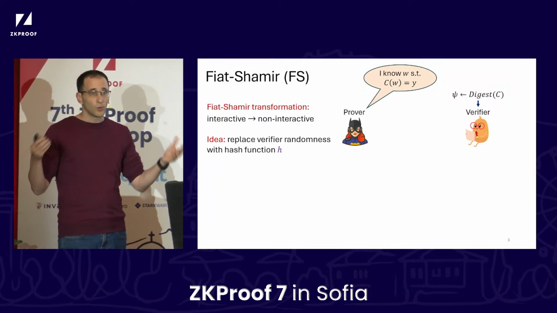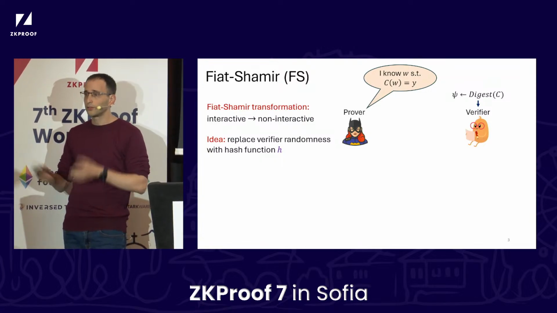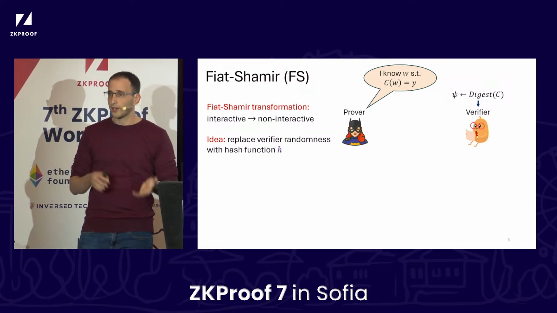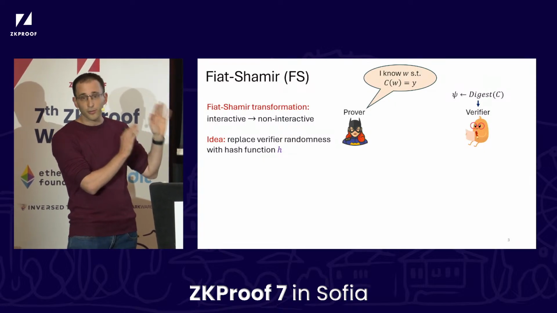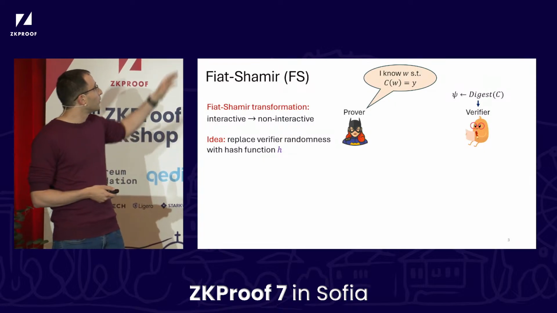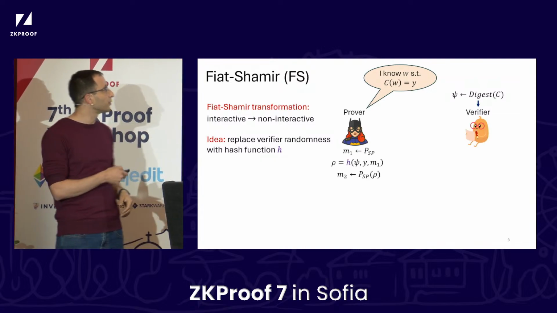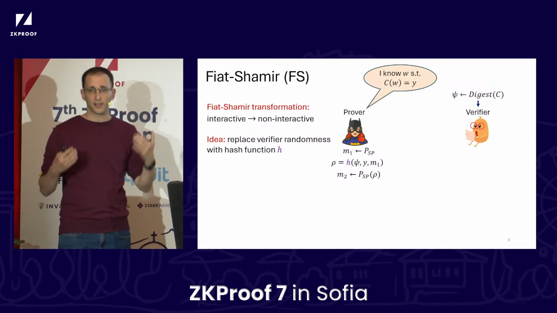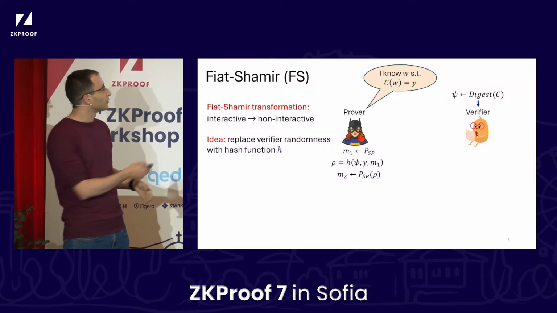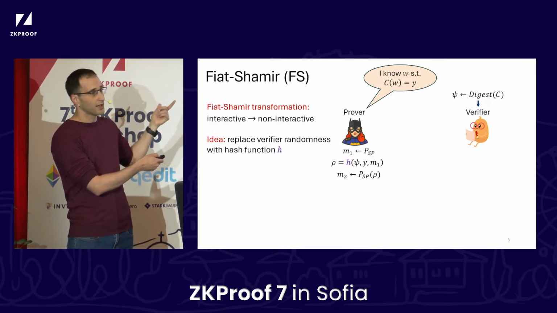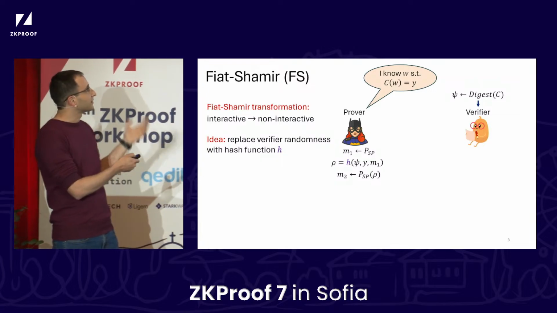So what is the Fiat-Shamir transformation? Like Ron described, it's a way to compile interactive protocols into non-interactive protocols. So we're gonna compile this small 3-message protocol to be non-interactive. We have some Fiat-Shamir hash function H, and the prover is gonna compute the same M1 as before. It's gonna derive the randomness using the Fiat-Shamir hash. So it's gonna hash psi, Y, and M1. This is all the information that the verifier has. And then it gets the randomness rho.